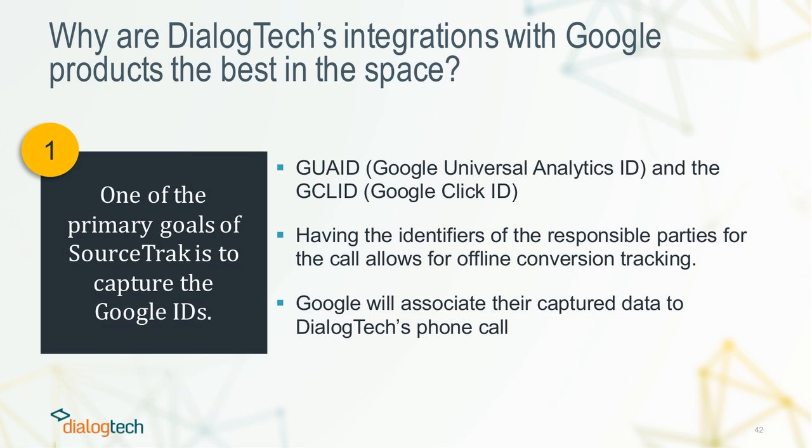This identifier has information about the click, which is the keyword, the ad group, the match type, the campaign, really everything related to AdWords. Now, because DialogTech has both of these identifiers, when we pass a phone call to Google, it's Google who's attributing their data to our phone call event. So from a reporting standpoint, our phone call is going to fit in there nice and easy to read because it's Google's data associating to our phone call event.